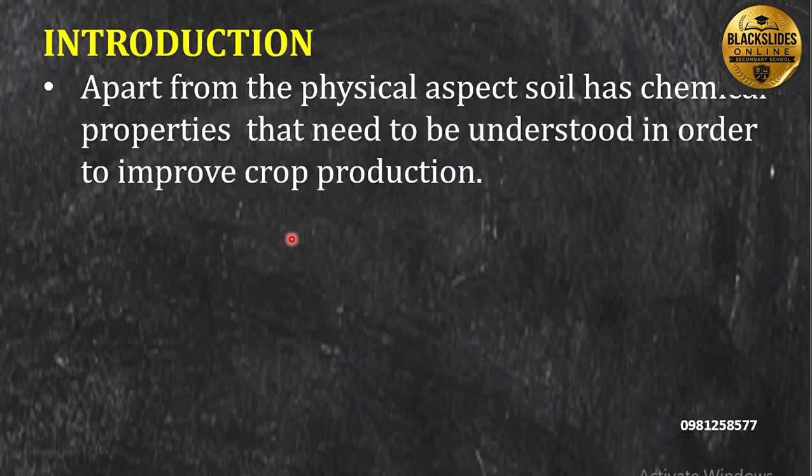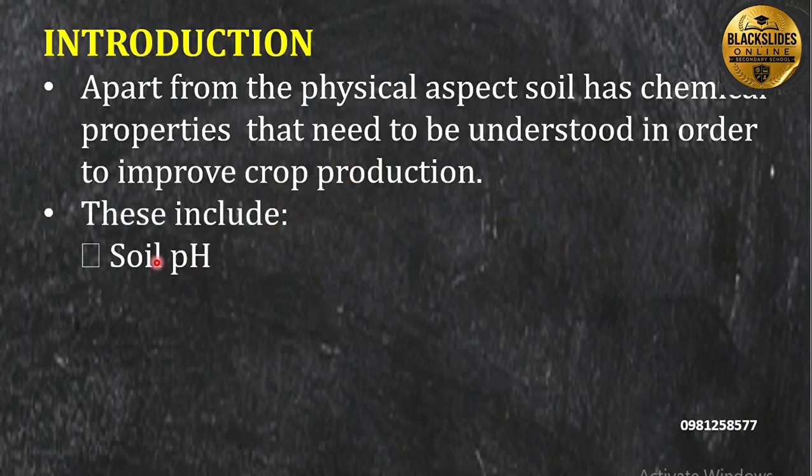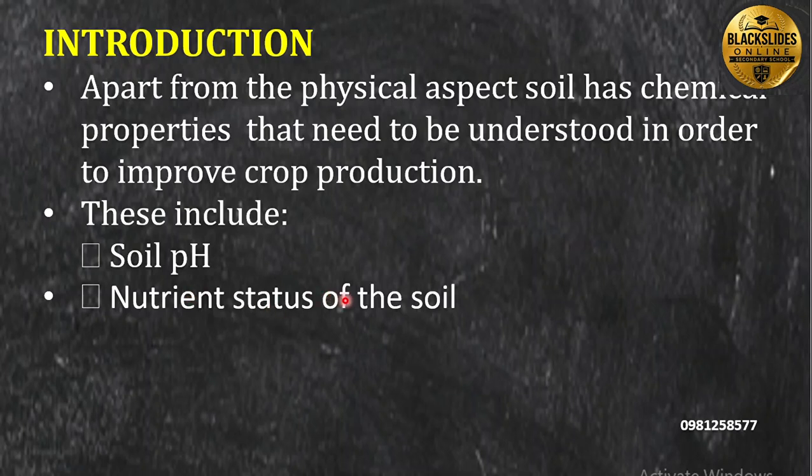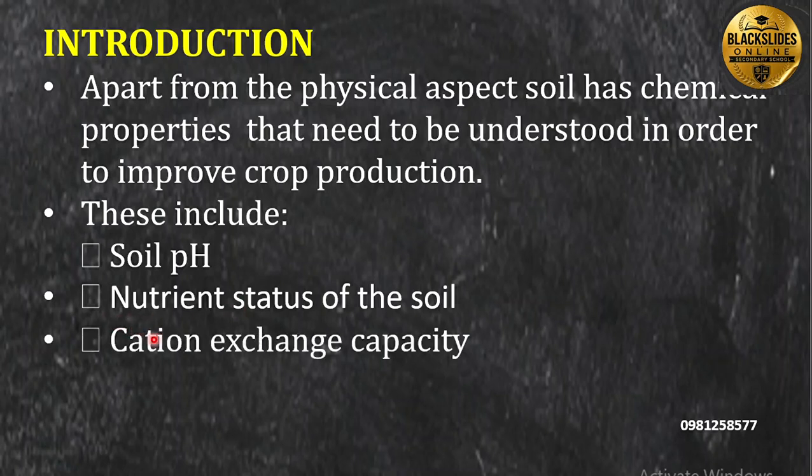So apart from the physical properties or the physical aspect of soil, soil has also chemical properties that need to be understood in order to improve crop production. So this includes soil pH, nutrient status of the soil, which is also called nutrient content of soil, cation exchange capacity, and the soil salinity.